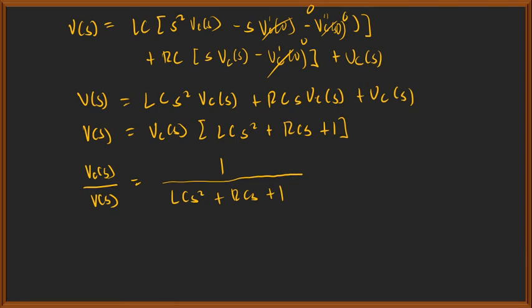And we could write here the simple block diagram for our transfer function. So we have V of s, this will be our input. Then we have here our transfer function, 1 over LC s squared plus RC s plus 1. Then we have our output, which is VC of s.